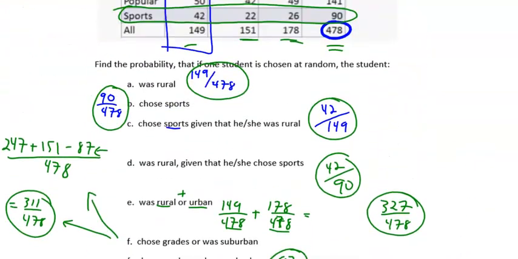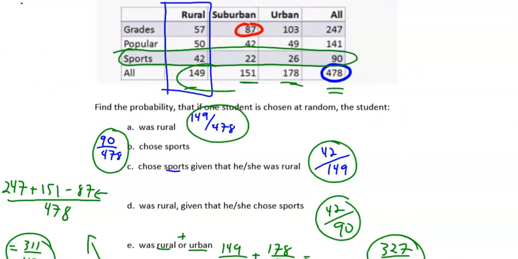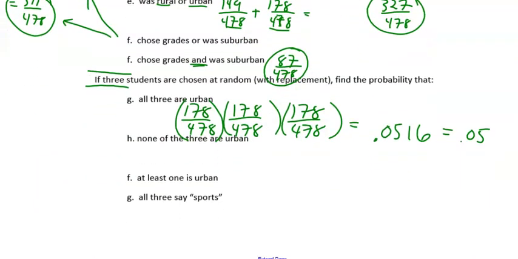None of the 3 are urban. Oh, did I look at the wrong one? None of the 3, that's these 2 together. Sorry. That should be what, 300 people. None of them are urban means they're either rural or suburban. So that's 300. The probability that the first one is not urban would be 300 out of 478, and then we're going to raise that to the 3rd power.